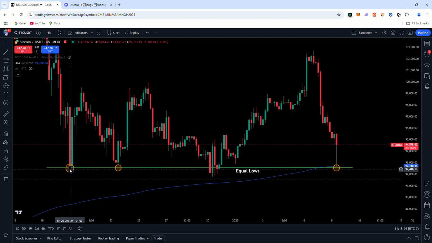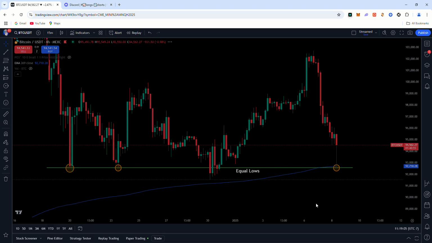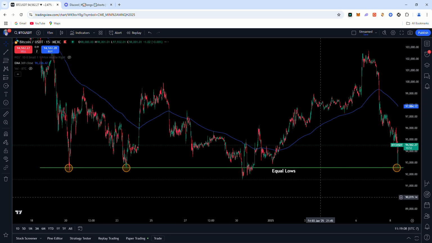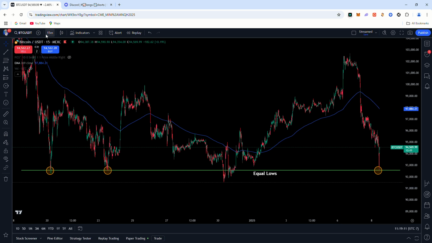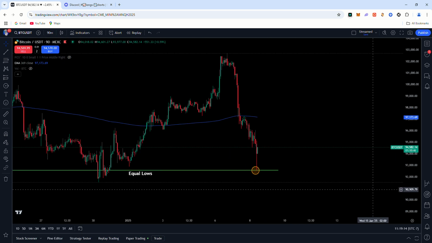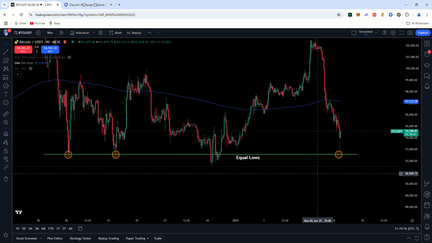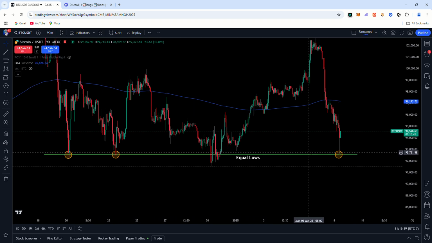So we have the equal lows. Remember, the equal lows can be found on multiple time frames, and that's the point. If we can find the equal lows on the 15-minute, right, we have the same equal lows. We can find the equal lows on the 90-minute. We have the same equal lows. We're looking for equal points of contact on this horizontal line across multiple time frames, right? If we find that, we know we have a high probability trade setup. We have high confidence to take that trade.